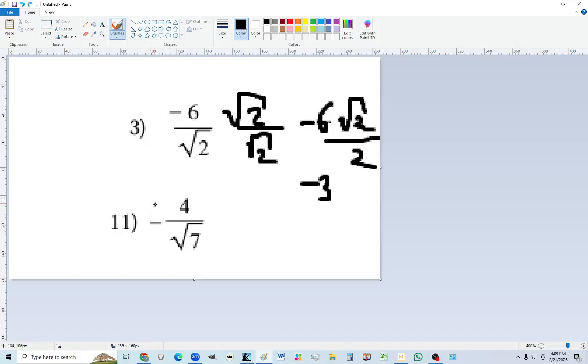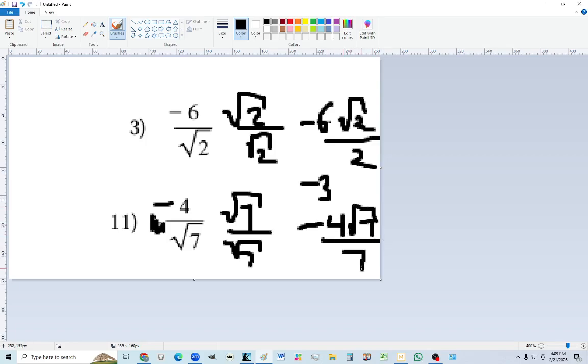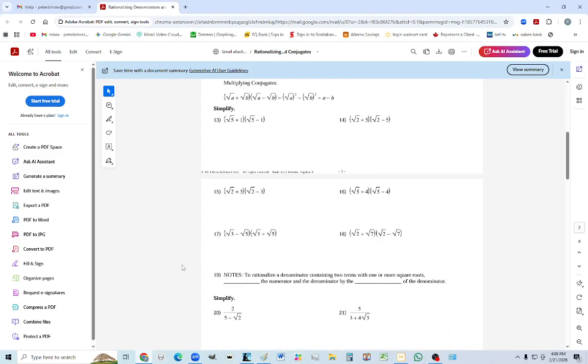This one's the same thing. Simply assign the minus to the 4. Multiply square root of 7 over square root of 7. Up top, you get minus 4 times square root of 7. Down bottom, you get 7. These do not simplify. So those are pretty straightforward.